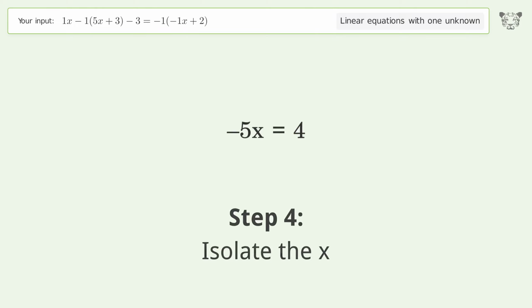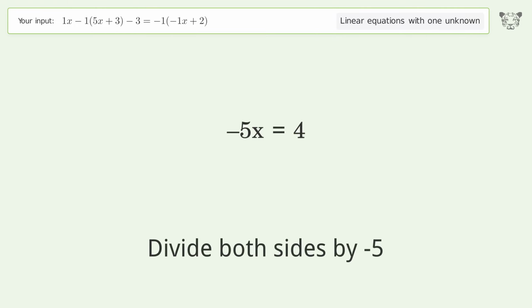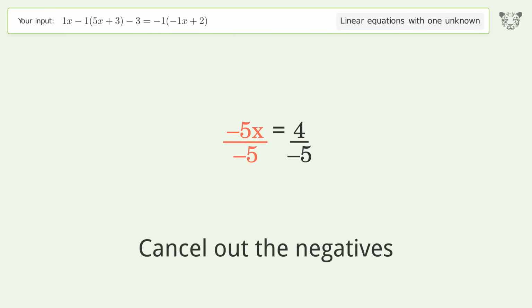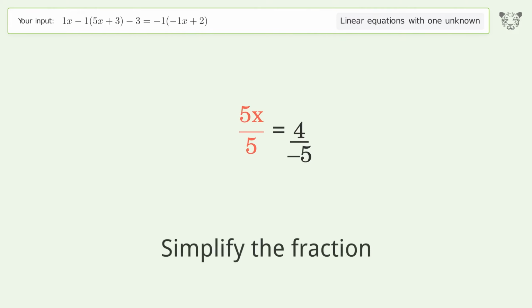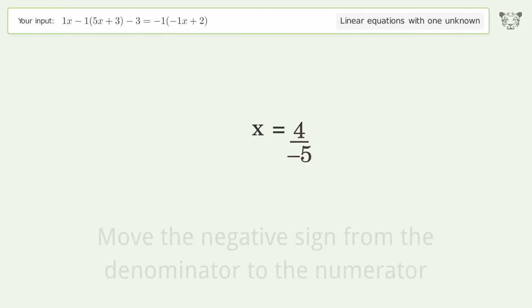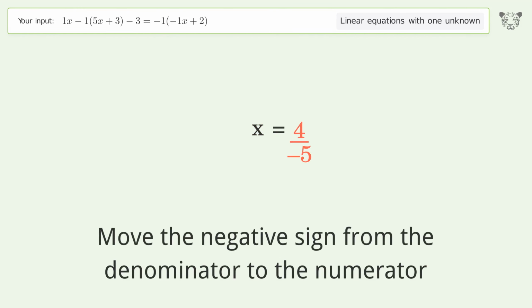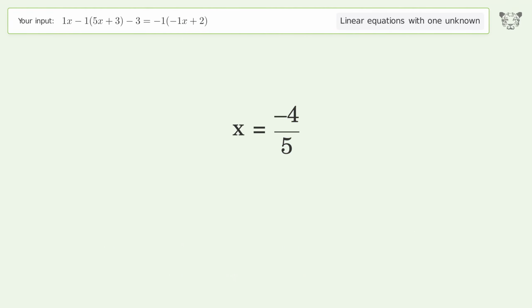Isolate the x. Divide both sides by -5. Cancel out the negatives. Simplify the fraction. Move the negative sign from the denominator to the numerator. And so the final result is x equals -4/5.